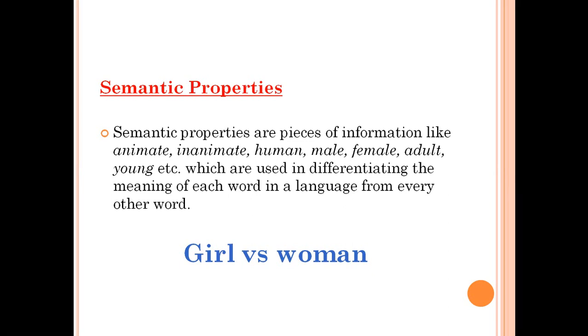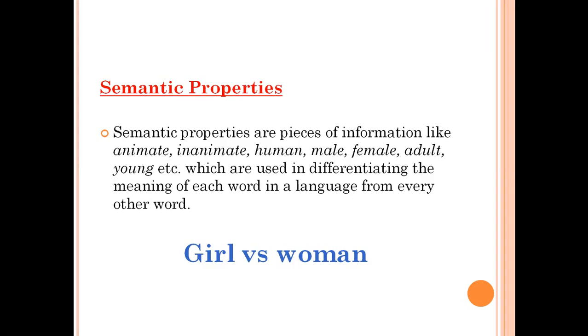স্যার একটা হচ্ছে কিশোরী, একটা হচ্ছে প্রাপ্তবয়স্ক নারী। Right. Now you can say girl refers to a female human being who is young. On the other hand, a woman refers to a female human being who is adult. So here lies the difference. One is young, another one is adult. So you can see this semantic property differentiates these two words, girl and woman.